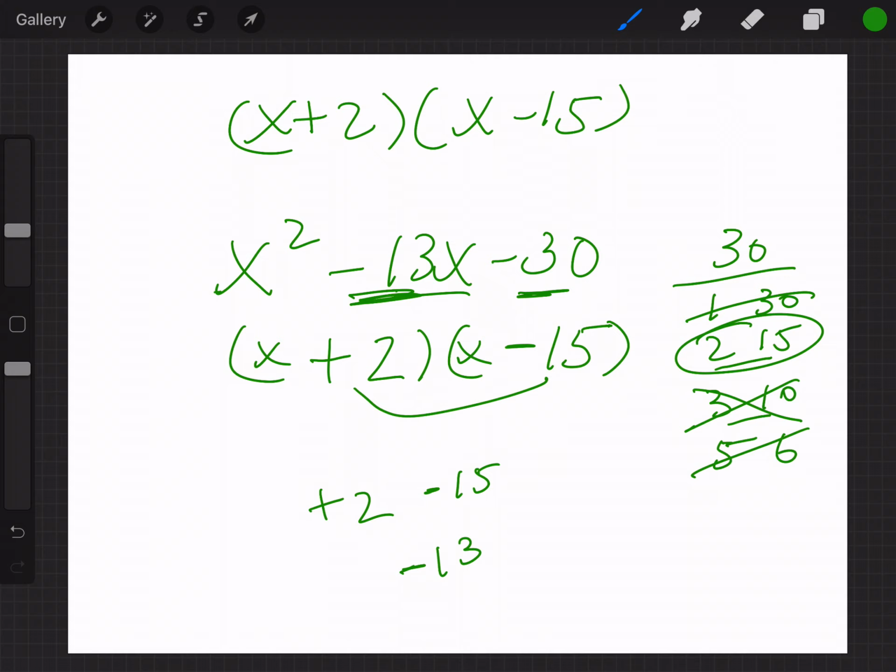So this is my review on trinomials when the leading number is a 1. Should be super easy. Again, if you got any questions, let me know on my email, and then I can try to correspond with you some way that might be better if you're still having trouble.